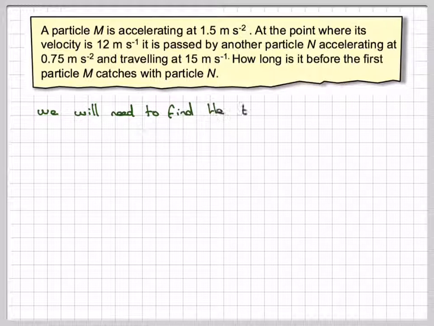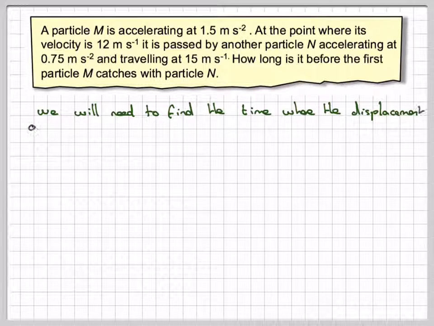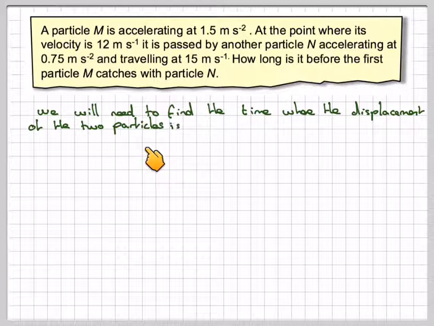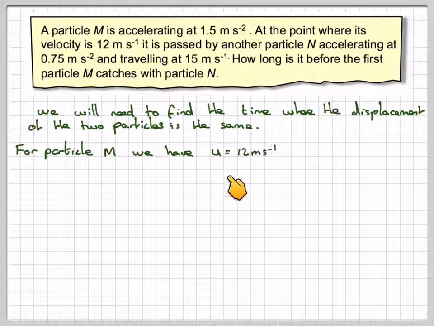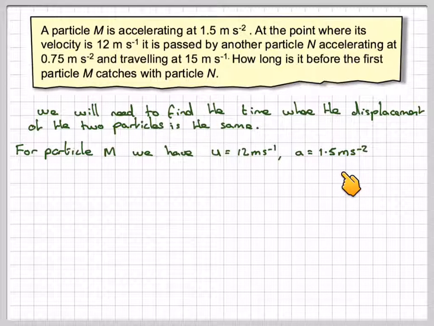We will need to find the time where the displacement of the two particles is the same. We will expect one of these times to be t equals 0, because that's the moment when the problem starts. So for particle m, we have that u is 12 meters per second and a is 1.5 meters per second squared.